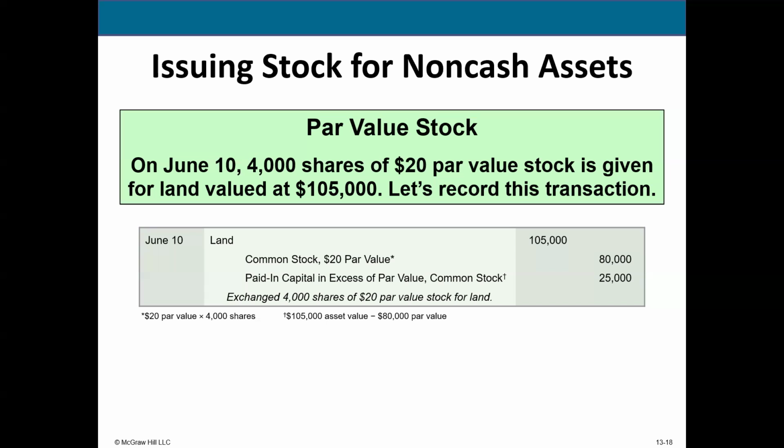Now, these shares of stock only have a $20 par value. So 4,000 times the 20, that's 80,000. The difference is going to be the paid in capital in excess of par value. So we debit the land, 105,000. We credit the common stock par value, 80,000. The difference is a paid in capital in excess of par, 25,000. So this is an example where we see that there was no cash involved. It was just simply an exchange for shares of common stock rather than paying out cash for an asset.